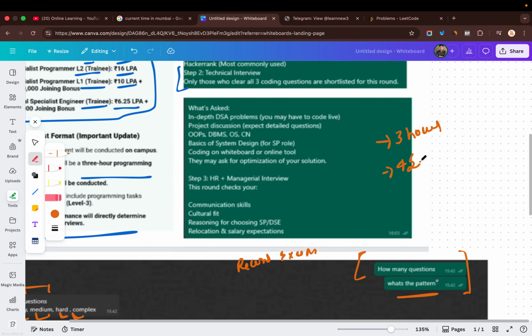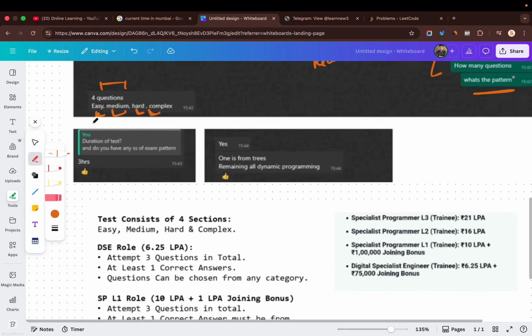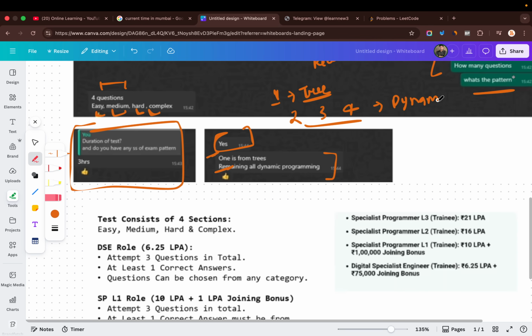Now total 4 sections, or we can say total 4 coding questions are there most probably, because the salary is 21 LPA, that's why. So total duration of the test is 3 hours. Yes, 1 is from tree, remaining is all from dynamic programming. The candidate mentioned the first question is from tree, and the second, third, fourth, all 3 are related to dynamic programming, that is DP.